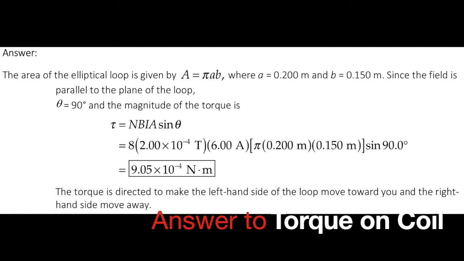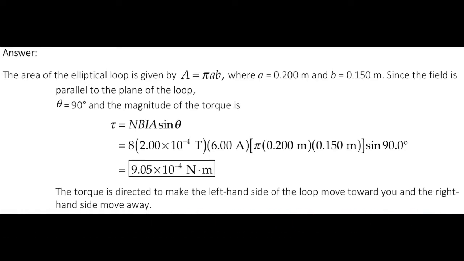And here the answer is for the torque equation and the torque acting on the ellipse-shaped coil. You can pause the video and take a read. So, we have this as the magnitude, 9.05 times 10 to the minus 4 Newton meters. The important thing is to take away the direction of this torque acting on this loop. We can figure this out by sticking out our right hand and aligning my thumb with the current.